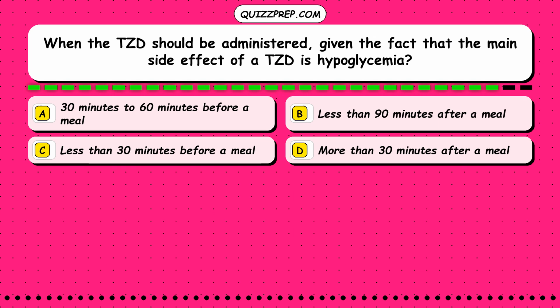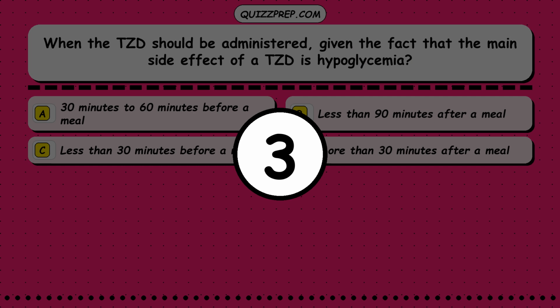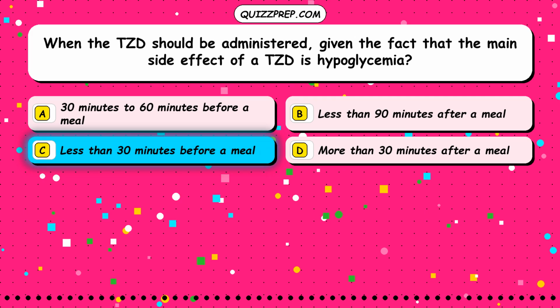Question 177. When the TZD should be administered, given the fact that the main side effect of a TZD is hypoglycemia? Option A, 30 minutes to 60 minutes before a meal. Option B, less than 90 minutes after a meal. Option C, less than 30 minutes before a meal. Option D, more than 30 minutes after a meal. The correct answer is option C, less than 30 minutes before a meal.